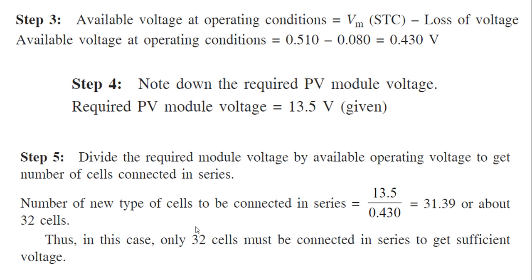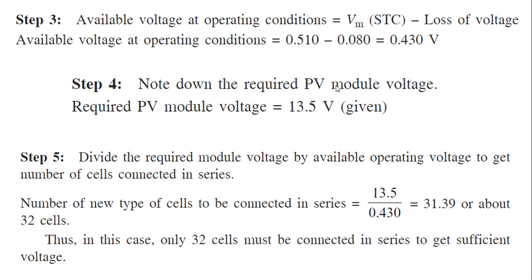Step 3, the available voltage at operating condition equals VM at STC minus the loss of the voltage. So 0.510 is the voltage, and this much voltage has been decreased. So the available voltage at this operating condition is 0.430 volt. Then we divide the required module voltage by the available operating voltage to get the number of cells in series.